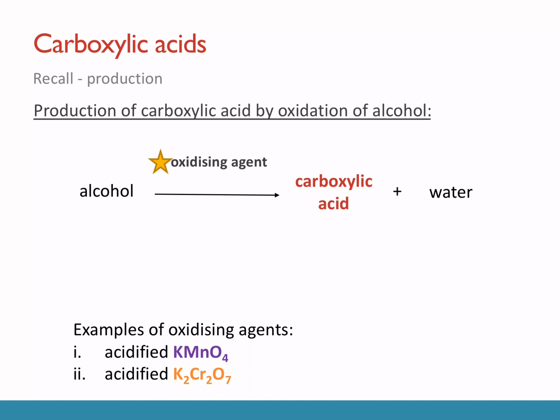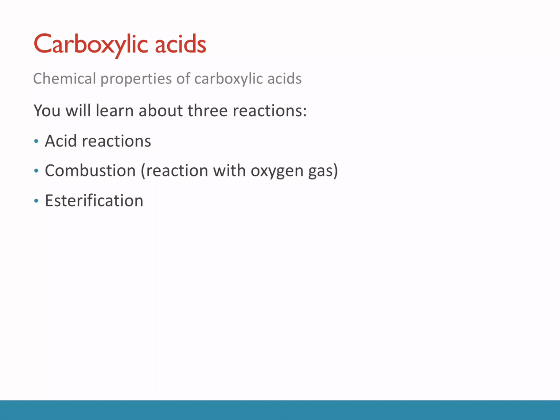Okay, so the production of carboxylic acid by oxidation of alcohol, this is what we learned in the previous lesson. So we can oxidize the alcohol to carboxylic acid with water. Some examples of oxidizing agents are acidified KMnO4, acidified K2Cr2O7. So there are three reactions of carboxylic acids: acid reaction, combustion, esterification. Now for the first one, we have actually learned something like that in Sec 2, and then for combustion, it's been the same all along. So that's why I didn't cover it in detail during the lesson.